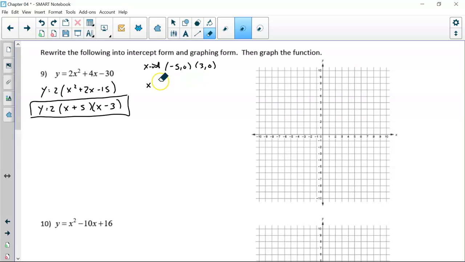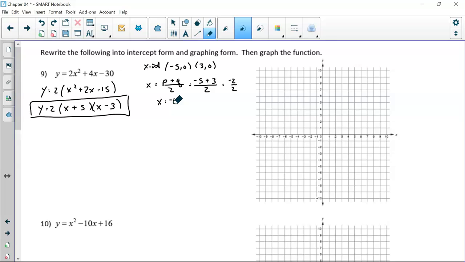There's our x-intercepts. Now, to get this in the graphing form, that vertex form, we're going to find the x-coordinate of the vertex. X equals p plus q divided by 2. So our p is negative 5. Our q is 3, and we're going to be dividing that by 2. So x equals negative 2 divided by 2, so x equals negative 1.